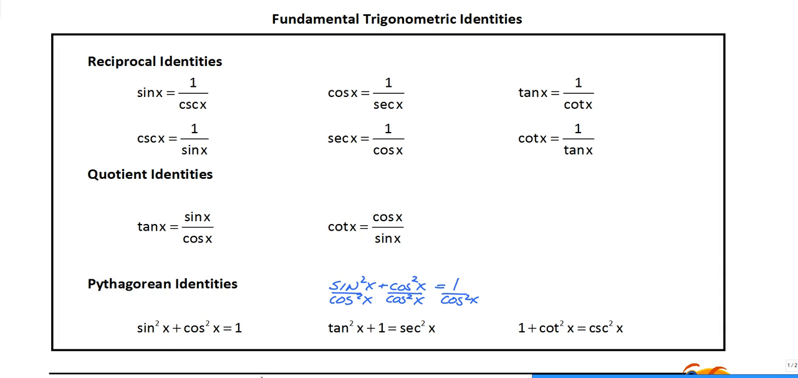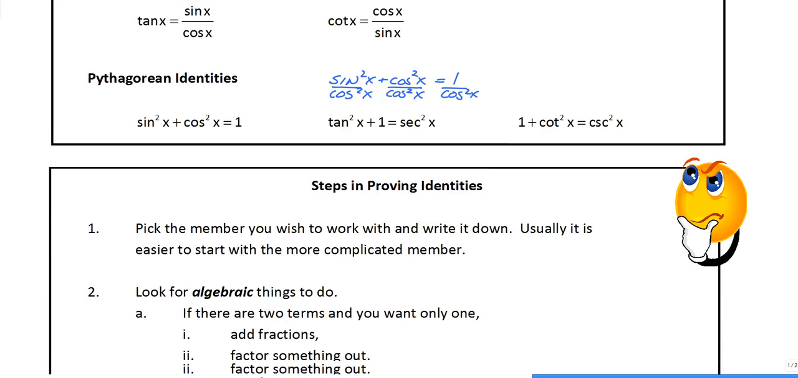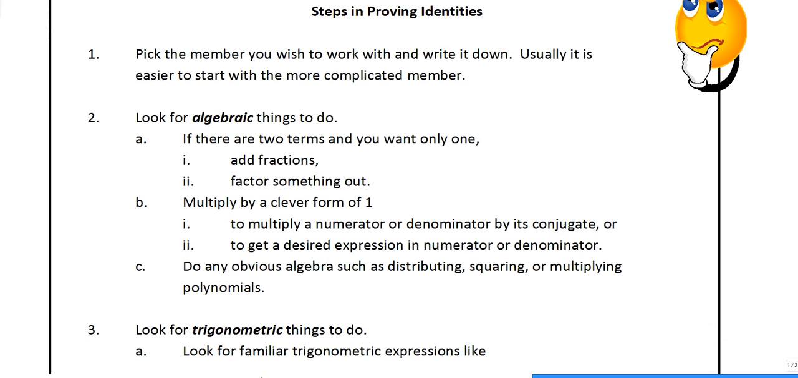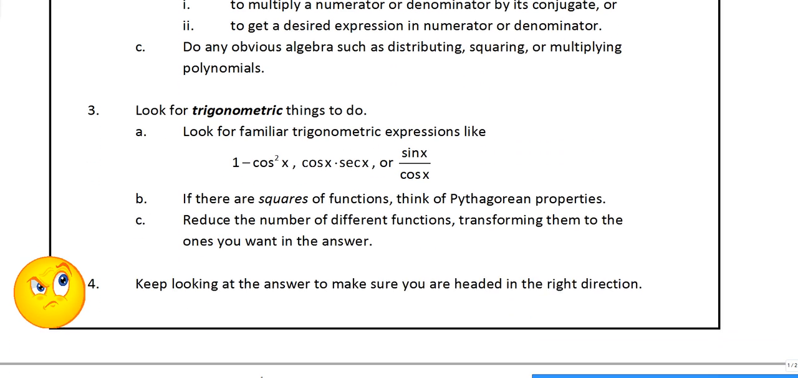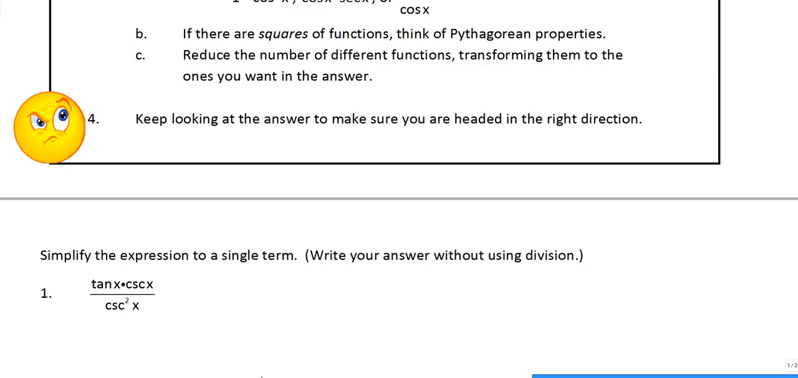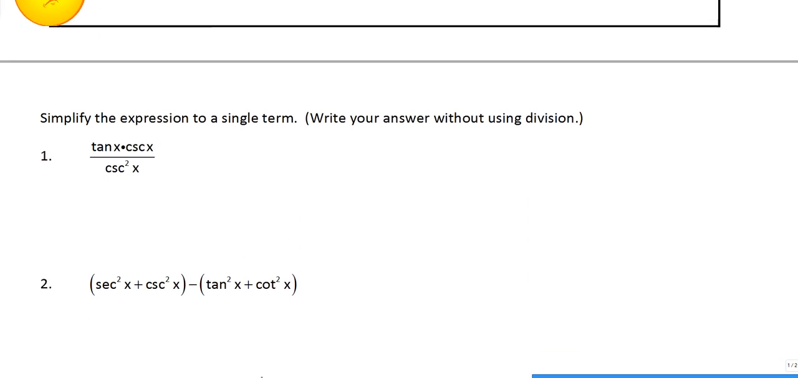The next section of your notes are just tips or steps for proving identities. Now, we're not going to talk about all these. What I would actually recommend is you print this out and then we're going to use it. Okay? So just go to the website and click on the note sheet and print it out. And we're going to use it, okay? So we're going to get started.